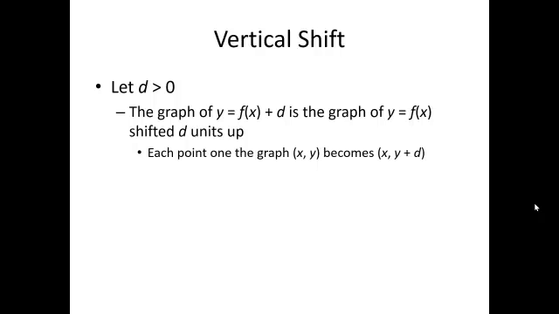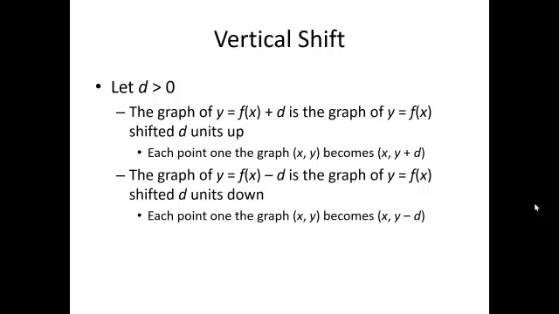Let's first talk about a vertical shift. We're going to start with some constant d that we're going to assume is positive. We're going to add that constant to our function f of x. So our new function is going to be y is equal to f of x plus d. And this is going to be the graph of y is equal to f of x shifted d units up. So what's going to happen is that each point on the graph, (x, y), is going to become (x, y plus d).